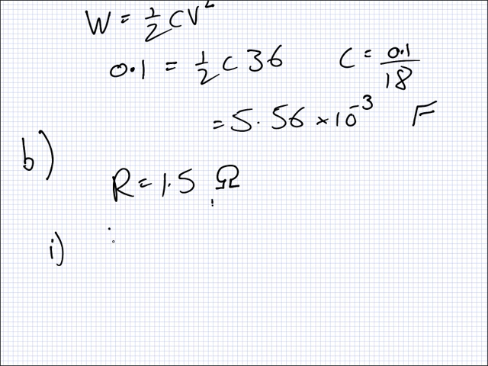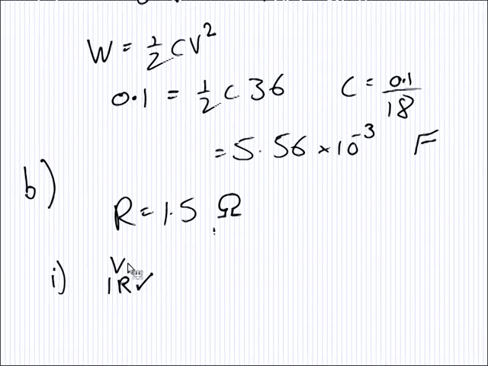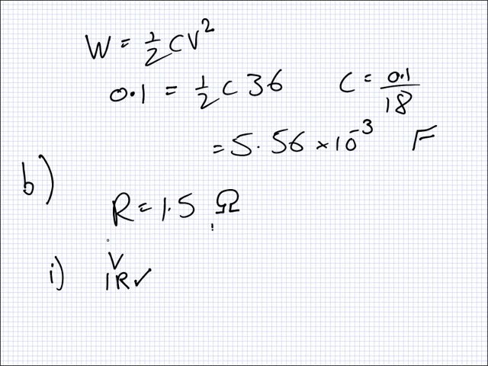So, what could we use? We have V = IR. We know V, don't we? Yes, 6. Something feels a bit wrong. I equals V over R. What's that? 6 over 1.5. Is the answer 4? Yeah. It is? I'm right.